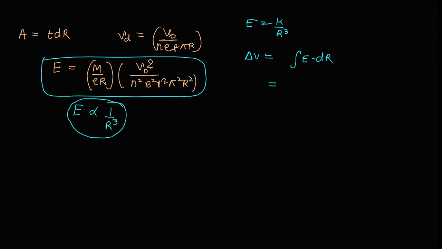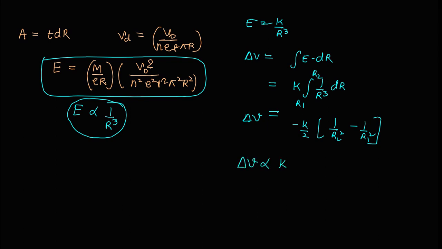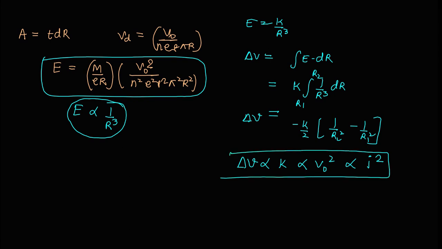If we are using this expression, we say K integration of 1 by R cube dr, and over here from R1 to R2 we attain the expression as minus K by 2 times 1 by R2 square minus 1 by R1 square. So we get delta V in these terms, and delta V is proportional to K. K is proportional to V naught square, and V naught square will be proportional to I square. And the negative sign over here implies that the outer surface is at the lower voltage.